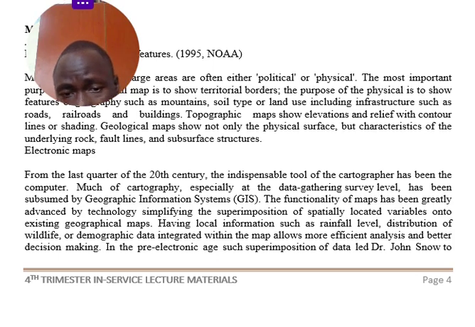They are saying the functionality of these maps has been greatly advanced by technology. What I've told you is that they use software to simplify the superimposition of spatially located variables. When we talk about variables, we are talking about geographical data or information that is gathered, the local information that is collected from a specific area.